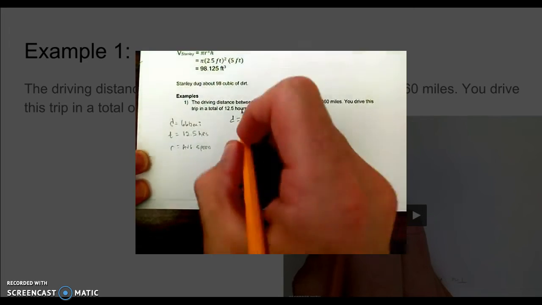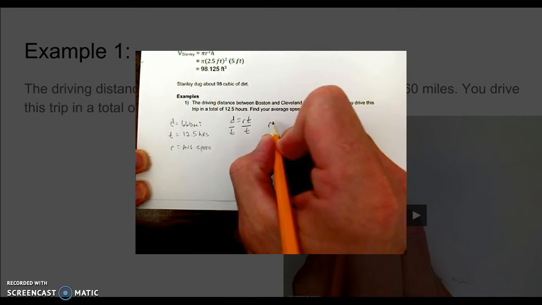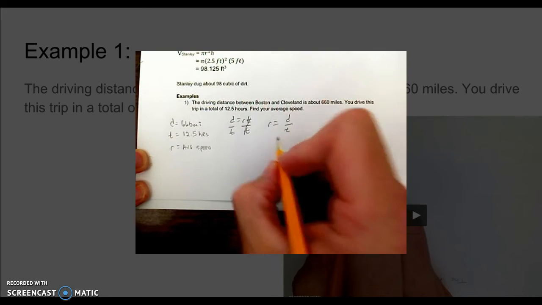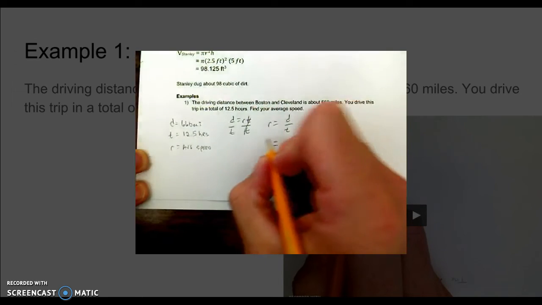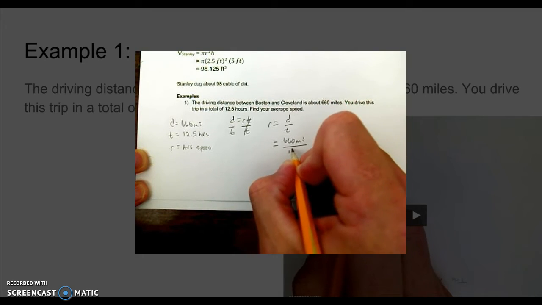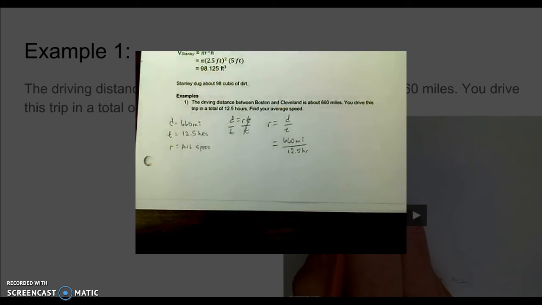So if we're trying to solve for r, we see that we can divide both sides by t. So the rate is equal to distance divided by time. If we plug those things in, the distance is 660 miles, and the time, 12 and a half hours. What units do we use for average rate of speed? That's miles per hour, so we have miles in the numerator, hours in the denominator. This makes sense. So our next step is to go to your calculator and simplify this fraction.